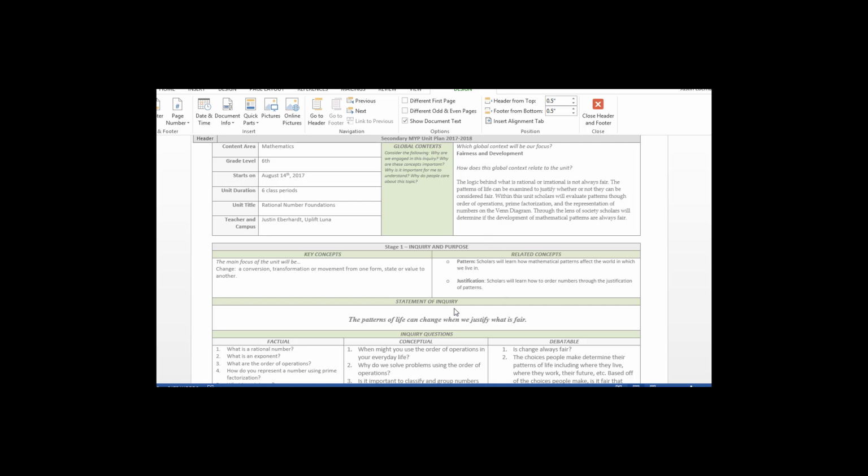Which comes to a statement of inquiry, which is our SOI, which puts our key concepts, our related concepts, and our global context together to form: the patterns of life can change when we justify what is fair.